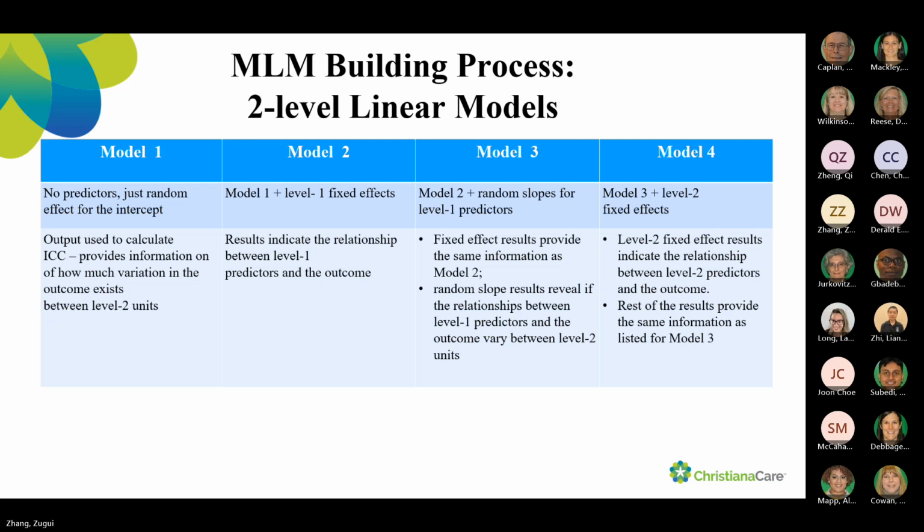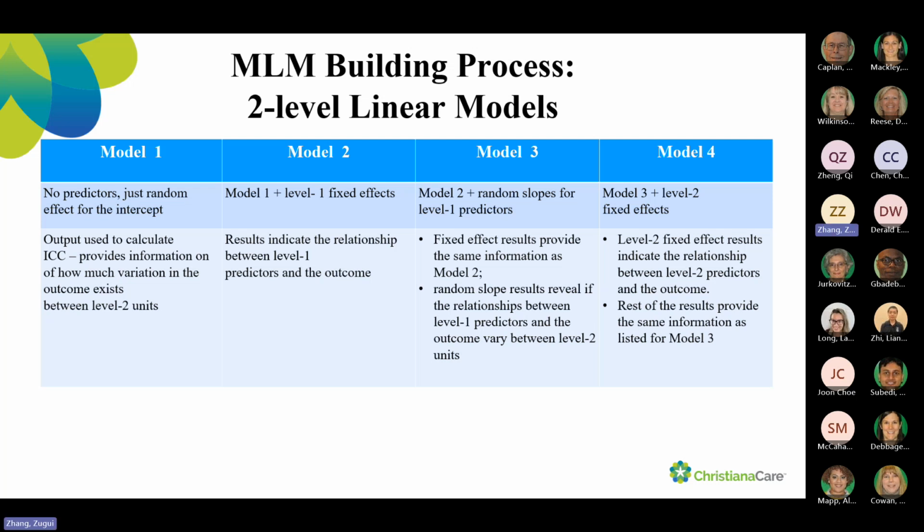For example, if we look at the patients within different hospitals, we will see the SBP variation among the different patients, and also look at the impact of hospitals on patients' blood pressure. So this is like we just have the outcome, which means no predictors. And then we will add level 1 fixed effects. For example, we can add patients' age, gender, and others. The results indicate the relationship between level 1 predictors and the outcome.